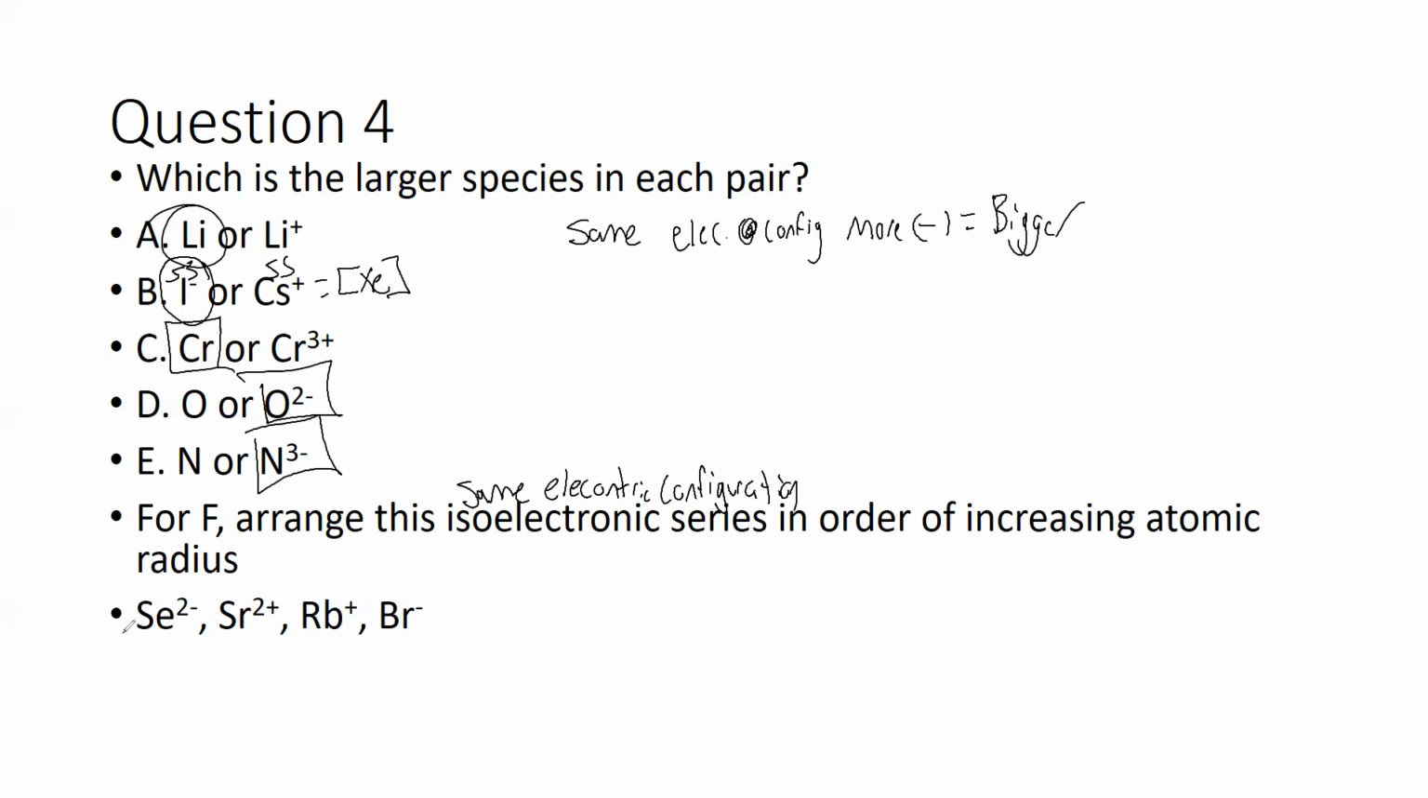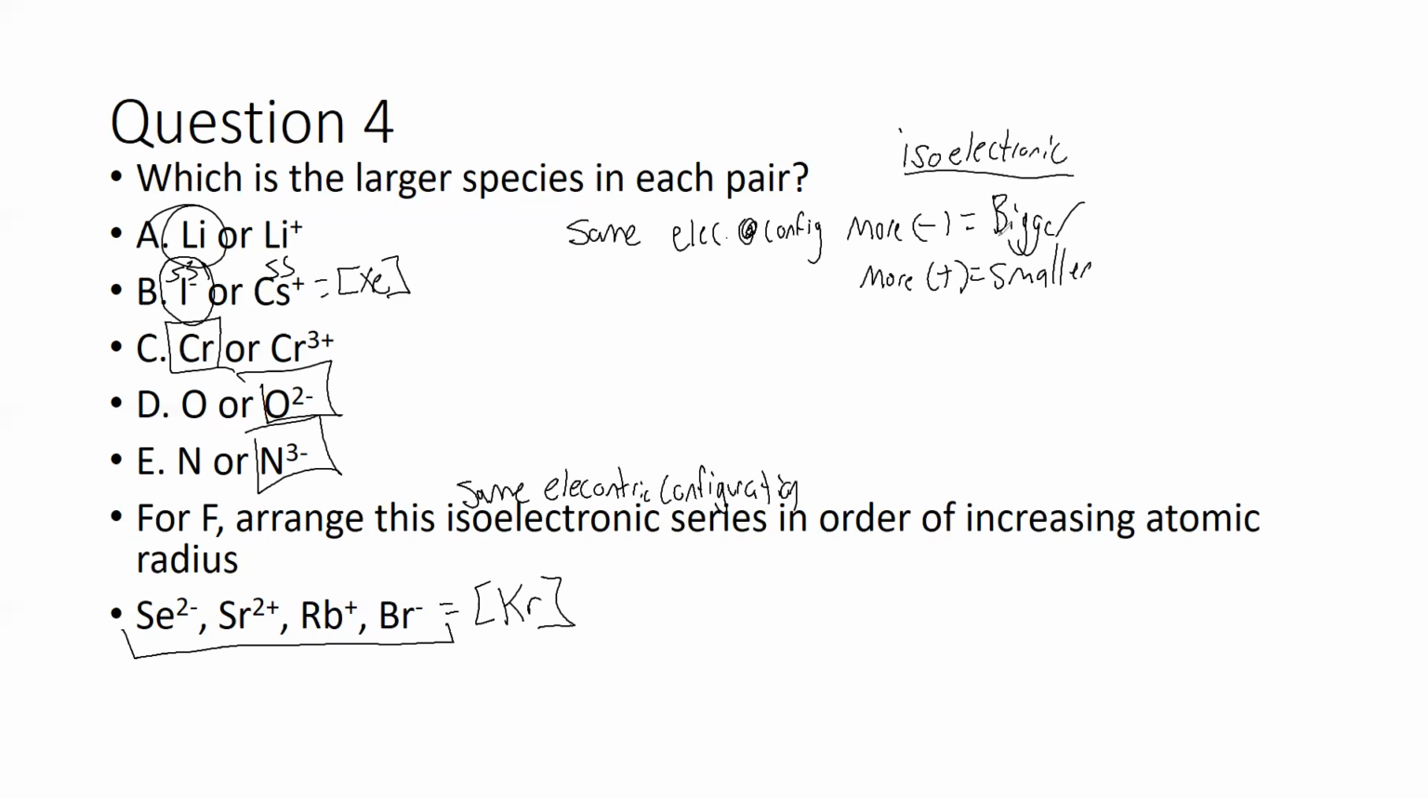So these four atoms are just like the example in B, in that they all have the same electronic configuration. These all have the electron configuration of krypton. So I want to know the size from small to big. The more negative you are, the bigger you are. And the more positive you are, the smaller you are. And this holds for isoelectronic species.